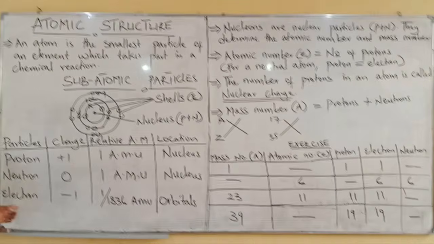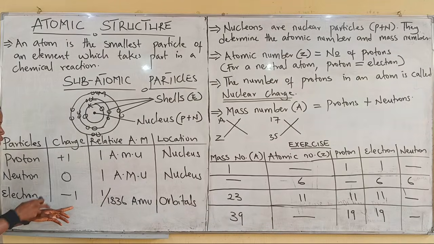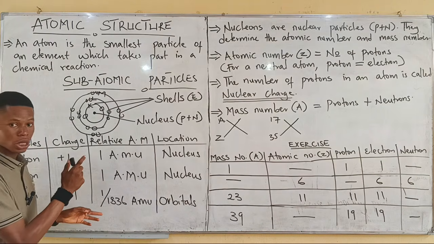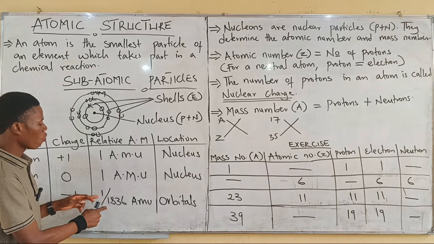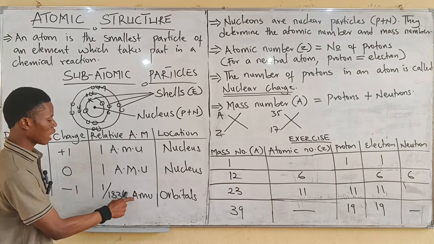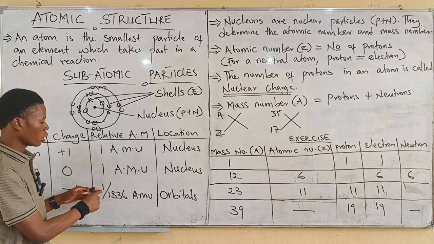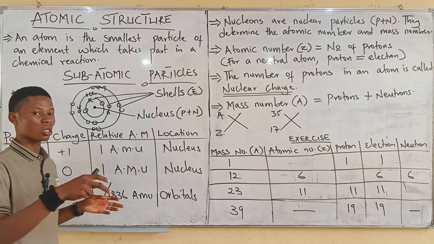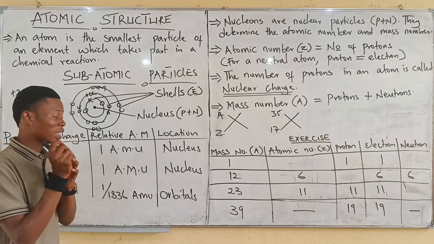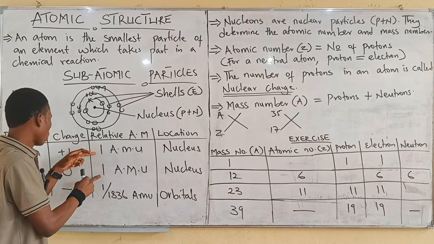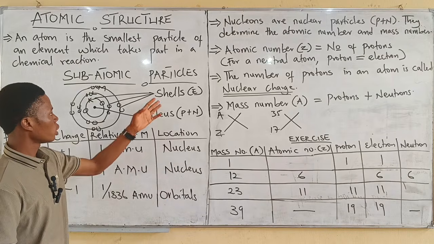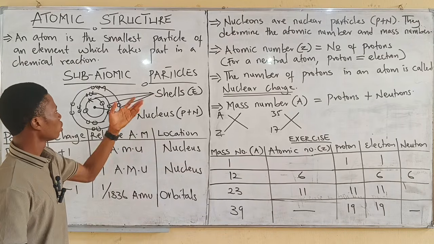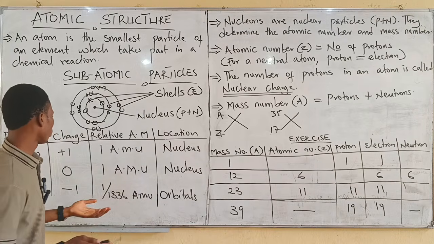Now the electron is negatively charged with a charge of -1. And please take note here, the relative atomic mass of the electron is 1 over 1836 atomic mass units. If you press this on your calculator, that will give you 0.000-something. That is very, very tiny compared to 1 of proton and 1 of neutron. And where is it found? In the orbitals, or you call it the shell.